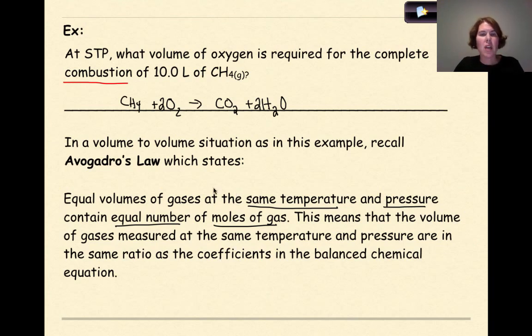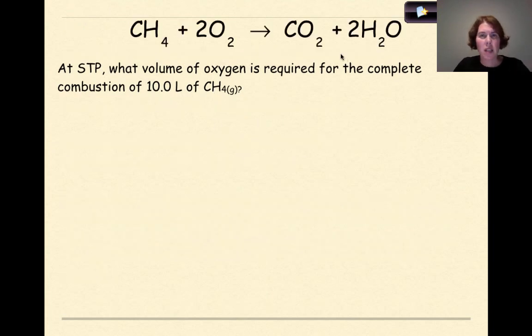So let's look and take this example a little bit farther based on this information that we started with. So here's our example again, okay? Here's our balanced equation that we just did. So at STP, that's the key piece of information right here. The temperature's the same, the pressure's the same. What volume of oxygen is required for the complete combustion of 10 liters of methane?